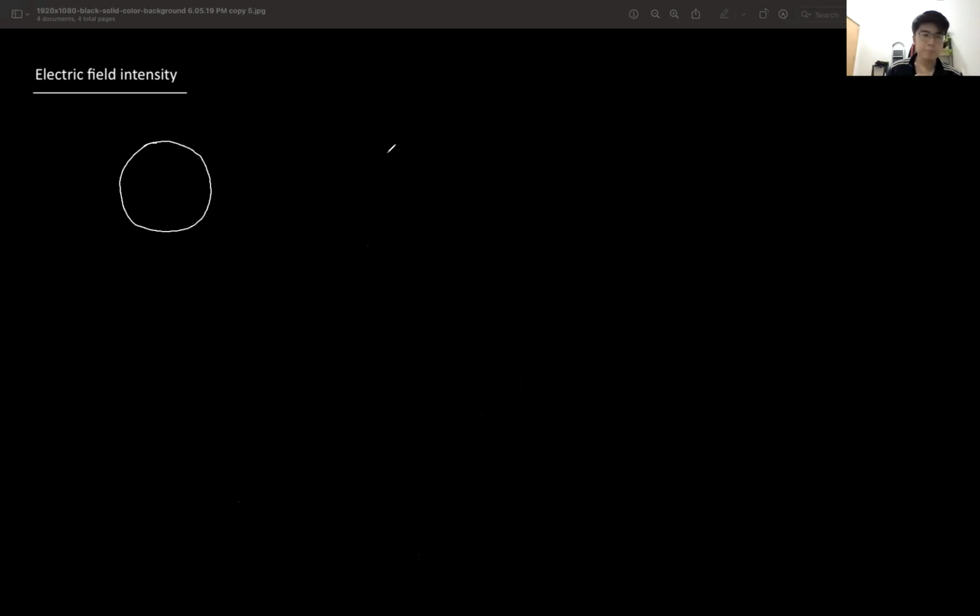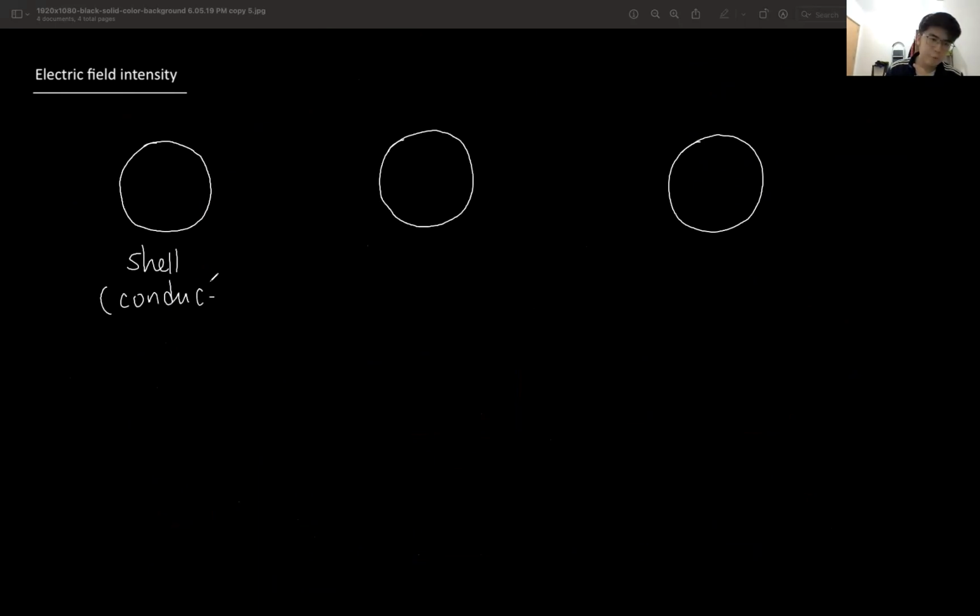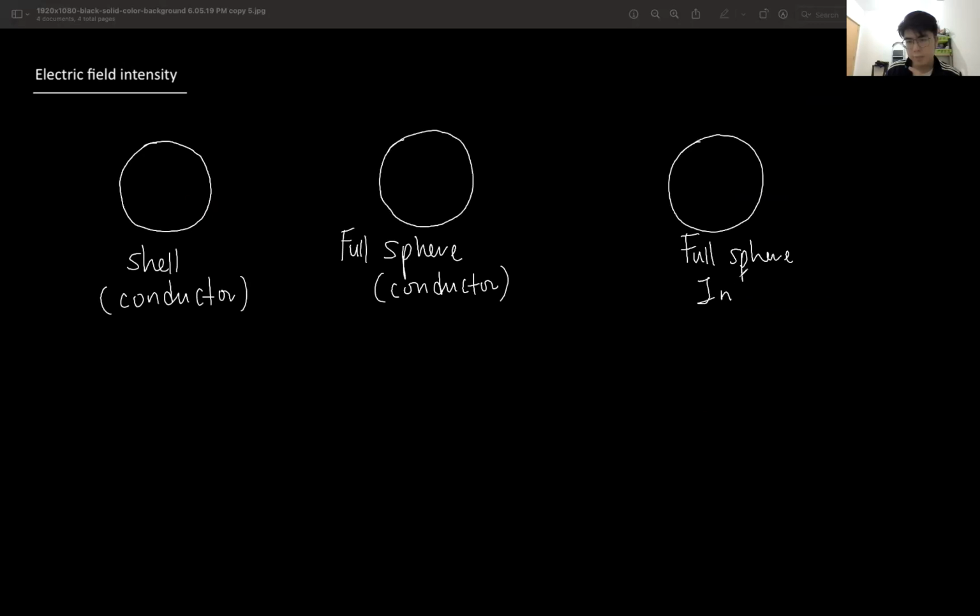Three types. This is a shell, a conductor. This is a full sphere, also a conductor. And this is a full sphere insulator. Okay, this one is not many, just a short one. After this one, then I give you a break. Okay, three types, just so as not to confuse one with another.